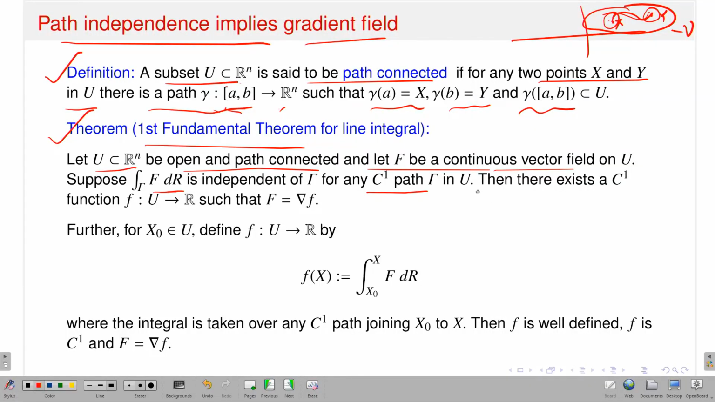If this is the case, then what is my conclusion? Then there exists a C1 scalar field small f, such that you can write your capital F as the gradient of small f. That means your vector field becomes a gradient vector field. So this is very nice.